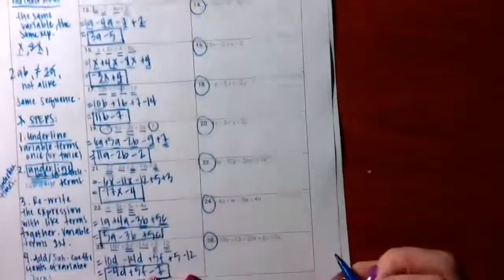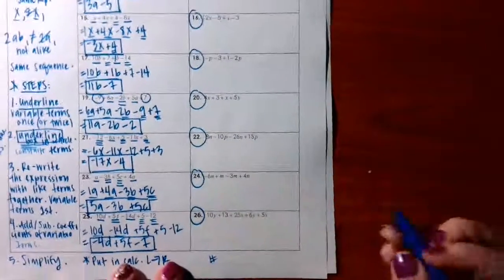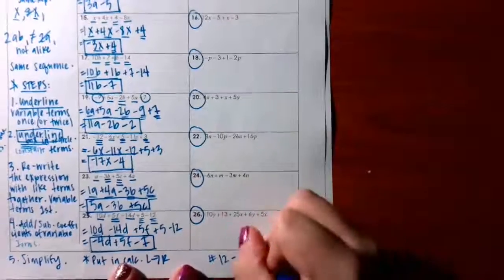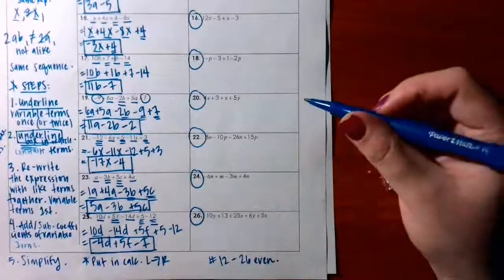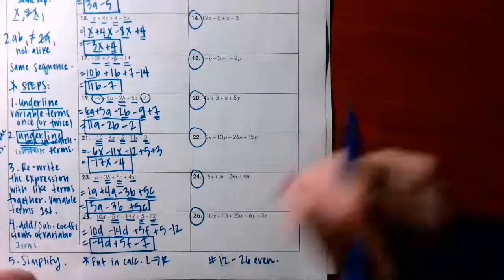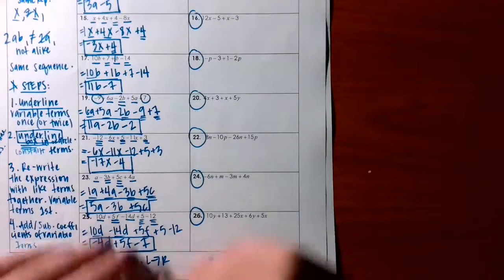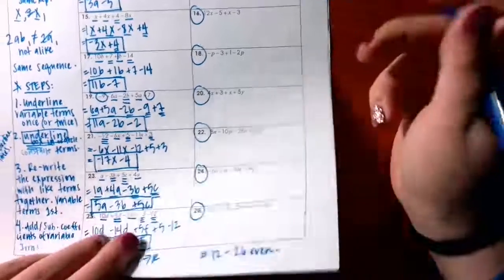What I want you to do on your own is numbers 12 through 26 even. When you're done, make sure you're showing all your work. When you're done, come over and I will initial your work. Make sure that your answers are correct. After you've done that, you will move on to your exit ticket.